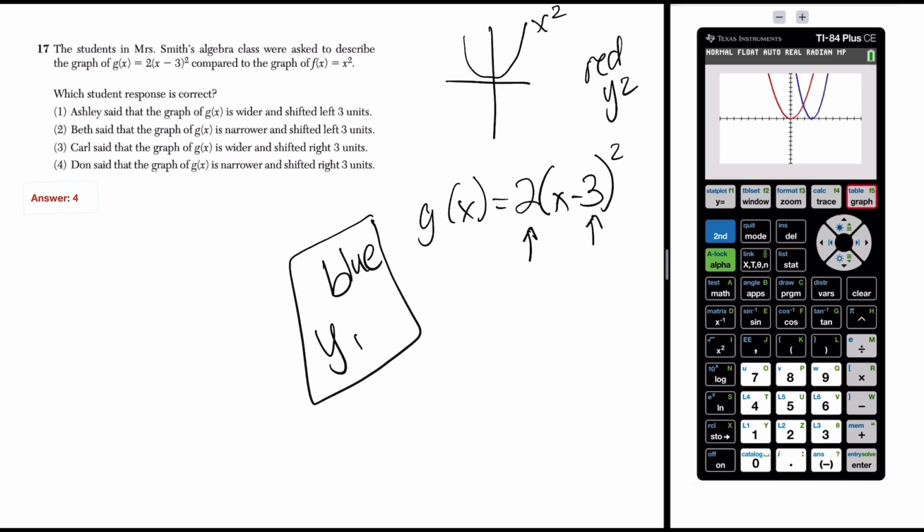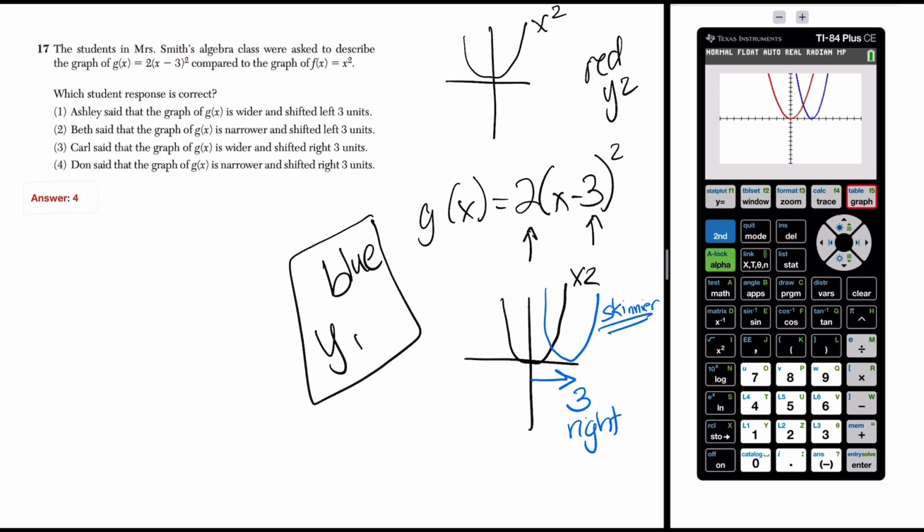And when we graph it, you can see that the red one is my base. But my blue one, what's different? If this is the original x squared, it looks like it's moved over. Let's change the color for a little bit. It's shifted by 1, 2, 3. So it's shifted 3 to the right. And it's also skinnier. Look at it carefully as you're tracing through it. You'll notice that the parabola, the blue one, is skinnier than the red one. Okay, so that's what's happening here in our picture.